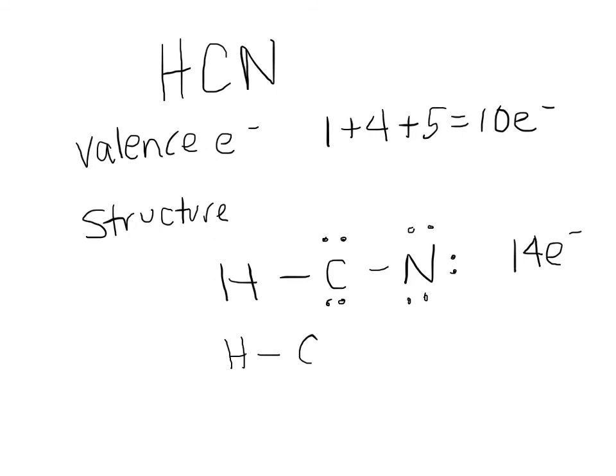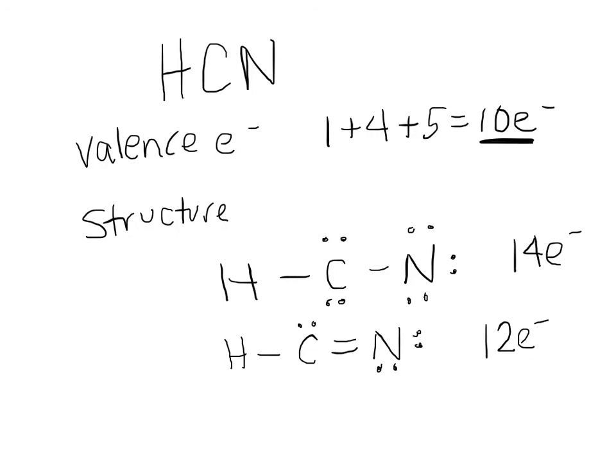Hydrogen can only have a single bond, so we're going to try a double bond between the carbon and nitrogen. Again, we'll look at that number of valence electrons after we give all our atoms a full octet. And what we see is that carbon has 6 electrons around it and needs 2 more for a full octet. Nitrogen needs 4 more electrons around it for a full octet. Counting up our electrons, we have 12 electrons, which still is too many.